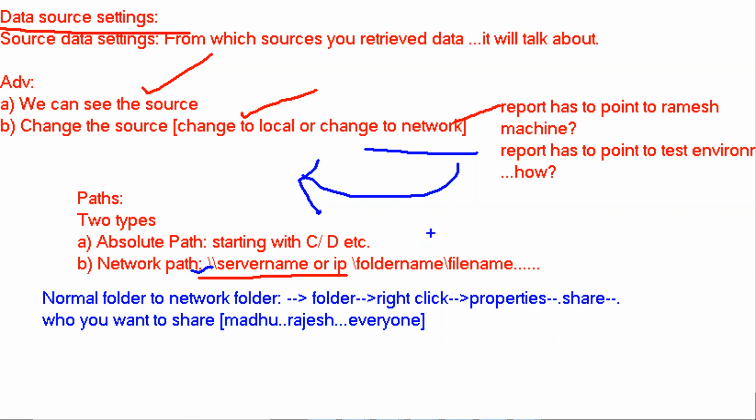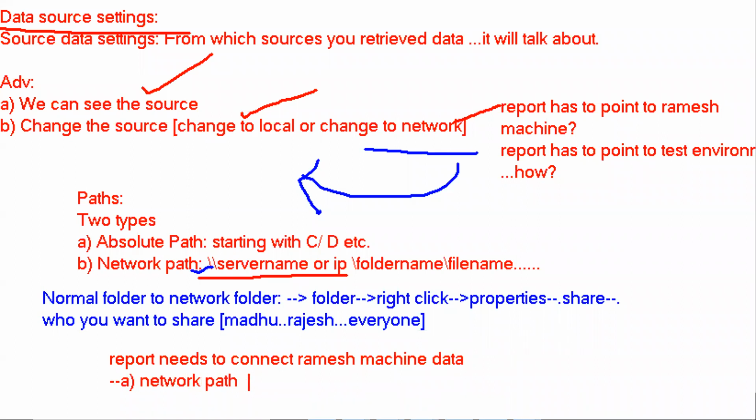Right. Next one. Not just folder. If Ramesh wants to come to this report, sorry, you want to come to Ramesh's machine data, the report needs to connect to Ramesh's machine data. Then A, a network path is required. B, credentials are required. Network path required, credentials also required.